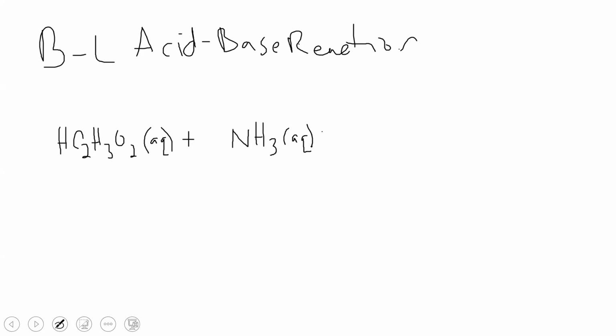That's aqueous. And when this reaction occurs, the nitrogen in ammonia is grabbing onto a proton. It's the proton acceptor. You can think about it as this nitrogen has a lone pair of electrons, and that lone pair is going to form a bond with that hydrogen and steal it away from the acetic acid. And so that's going to make ammonium, and you're going to be left with acetate.